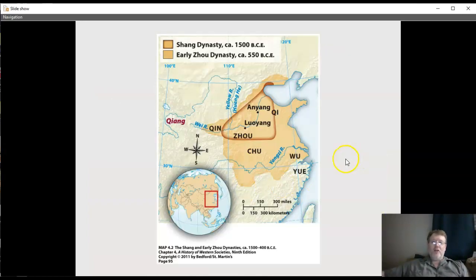This gives you an idea of the Zhou. So we saw the Shang, which is this smaller line. This is the same map we saw earlier. The Zhou is much bigger. Much bigger. Still, China today is much bigger than this.